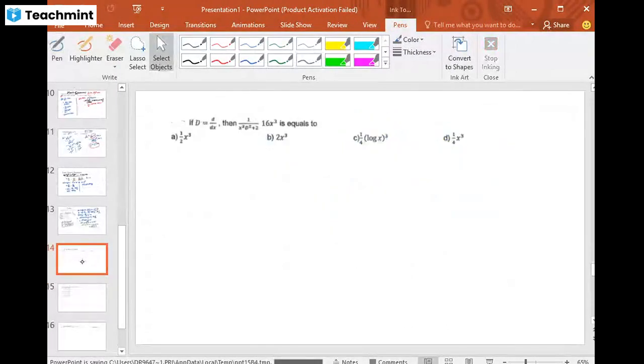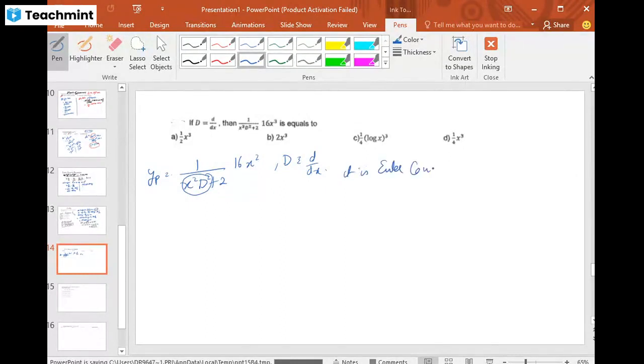Okay, let us consider the next problem. We need to find out the particular integral here: 1 upon (x square D square plus 2) of 16x square, and here D stands for d by dx. So what do you find out here? Here D is a differential operator, but besides this, the order of derivative and power of x are the same. So it shows that it is an Euler-Cauchy equation.